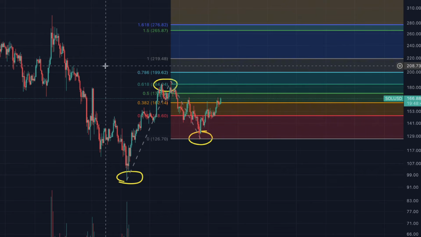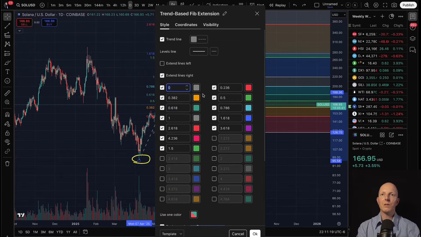Now this can work on any time frame, and if you double click on the Fib extension tool, it will give you all these levels.